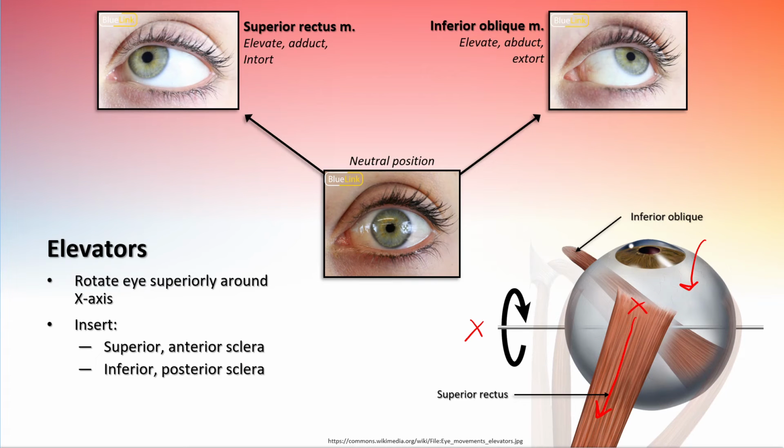The inferior oblique, I'm going to pull up a different color here, inserts down here, posterior to that x-axis. When it fires, it's going to pull this insertion site this way. And as it does that, it's going to end up rotating the pupil superiorly as well.